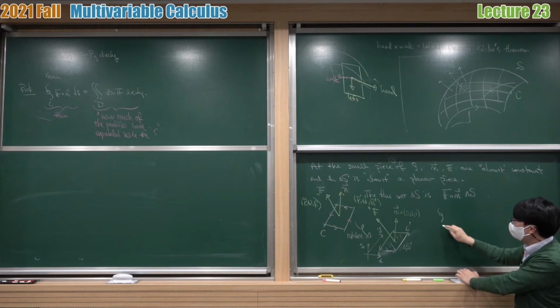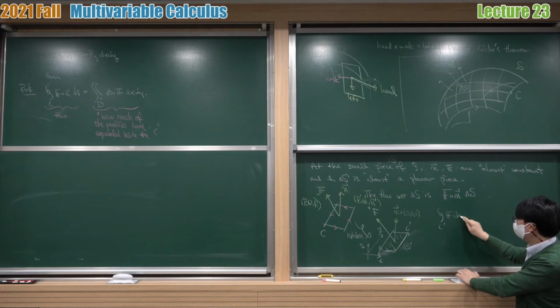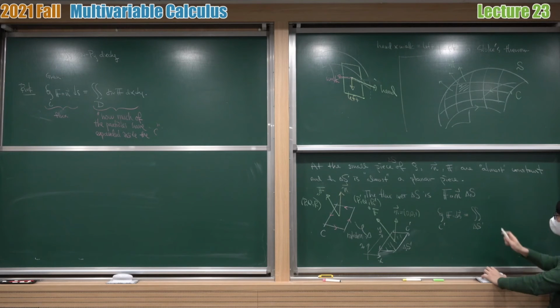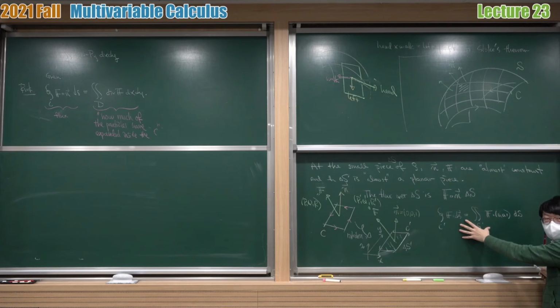So the line integration over this c prime of a vector field f ds is equal to the integral over delta s prime of f n, well, in this case n is 0, 0, 1, ds, right? So we want to show this. We want to show this.